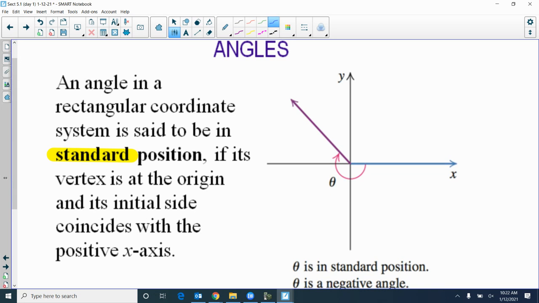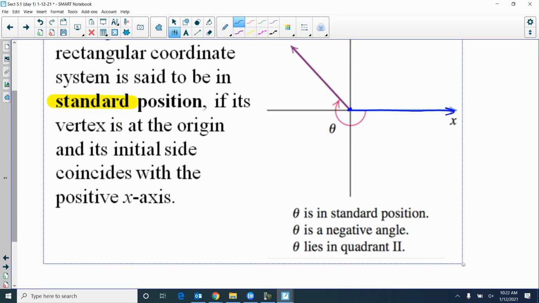All right, now this is kind of what we understand to be what's going on. For most of our angles, we're going to assume that the initial side is right there on the x-axis. Theta is in standard position. Theta is typically the Greek letter used for angles. For this one here, theta is a negative angle, and it lies in quadrant 2. So in this case it has to be about 230 degrees negative.